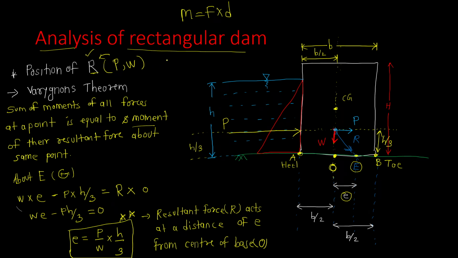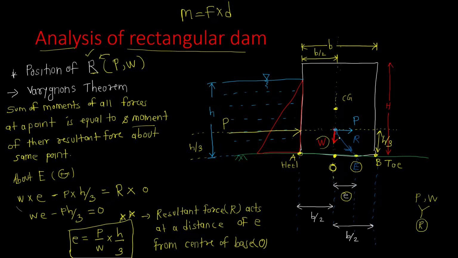So in the previous lecture, we started the analysis of a rectangular dam. We have seen that in a rectangular dam, there are two major forces acting. One is the lateral thrust due to water, P, and another one is the self weight of the dam, W. The resultant of these two forces, P and W, is the resultant force R.